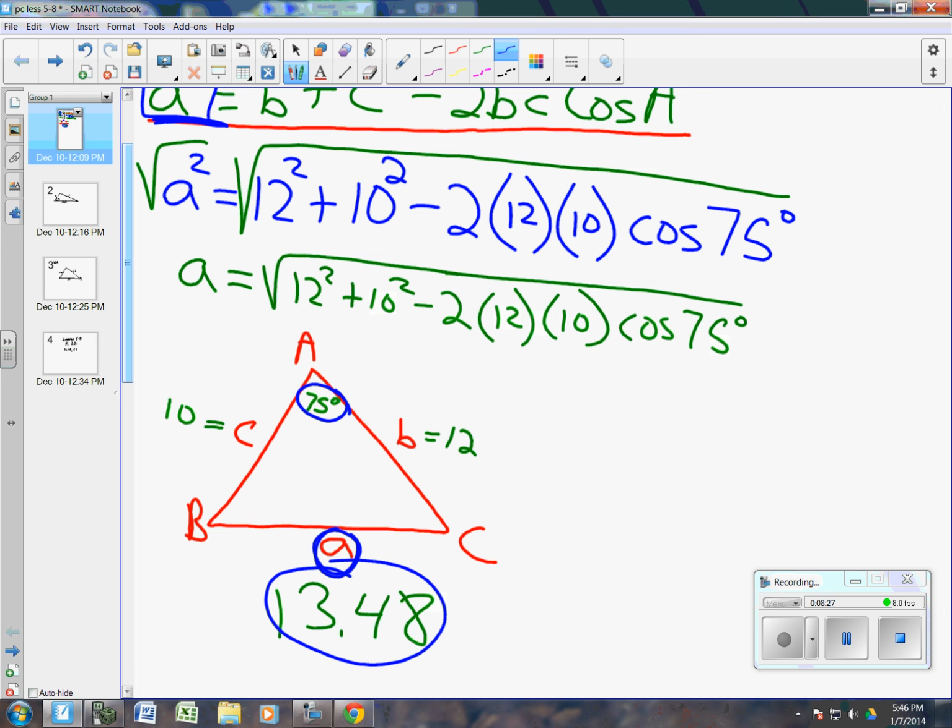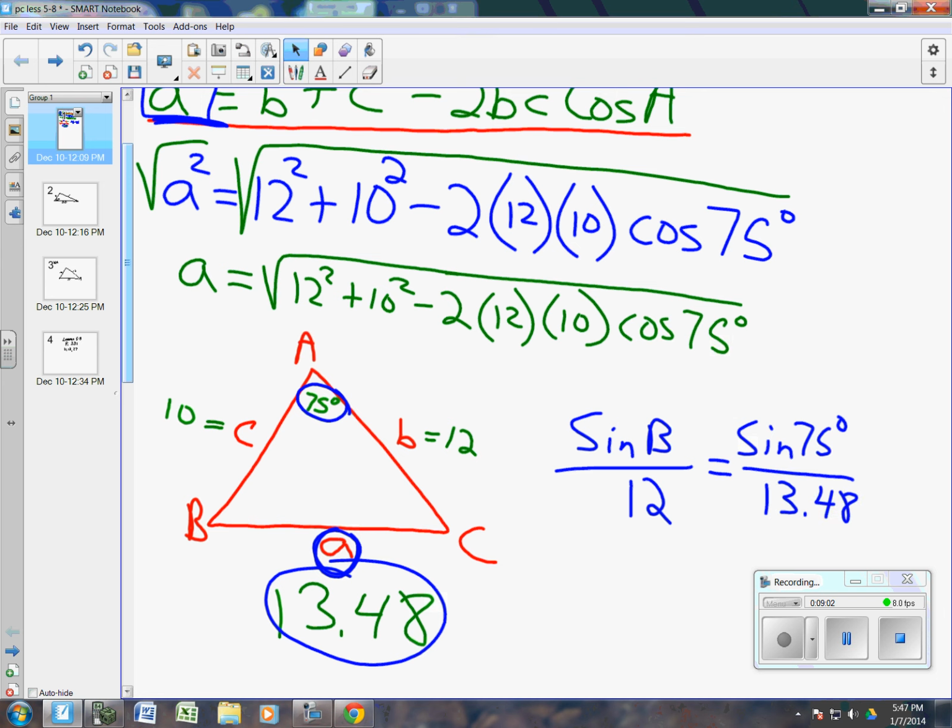And so I'm going to find angle B first. If you remember, when we're using the law of sines and solving for an angle, we put the sine of the angle on top. So sine of B over its opposite side, 12, equals sine of A, which is 75 degrees, so sine of 75 degrees over its opposite side, which is 13.48. Keep in mind, we are using a rounded value here, so it's not going to be a really good value.